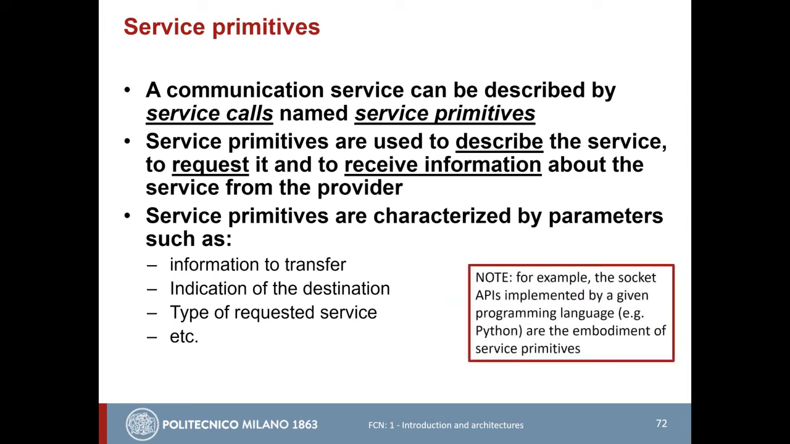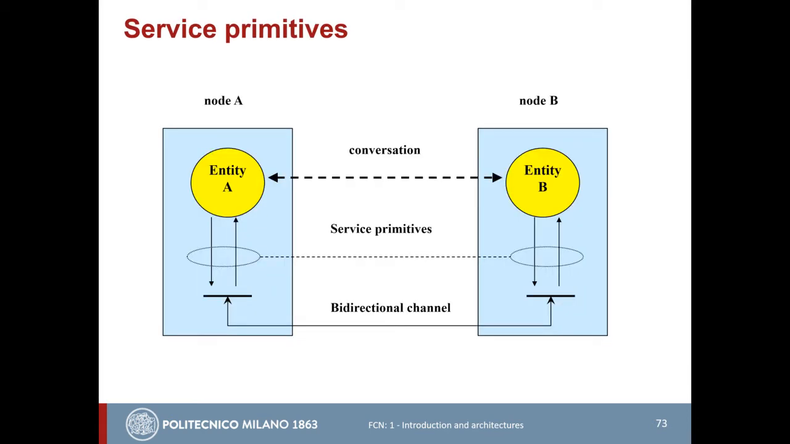For example, we have already talked about the sockets and the application programming interfaces that are implemented by a certain programming language. These are the embodiment of the service primitives that are used by software in order to ask the operating system of its computer to set up a communication. It's an example of complex service primitives.